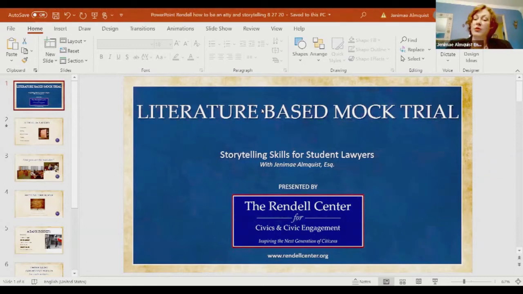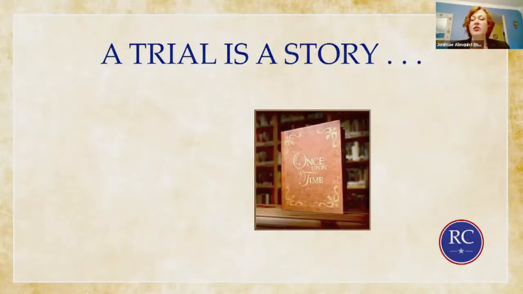We have chosen to do the literature-based mock trial program here at the Rendell Center for a couple of reasons. Law and literature are very similar. A trial is a story. Just like the books that you read, at the beginning of the story, you don't know anything about it except for the cover and maybe the title.